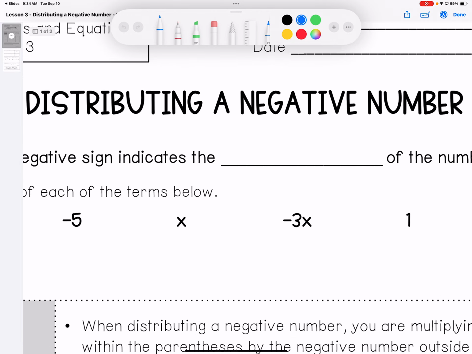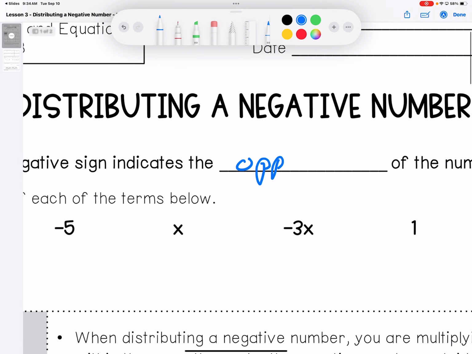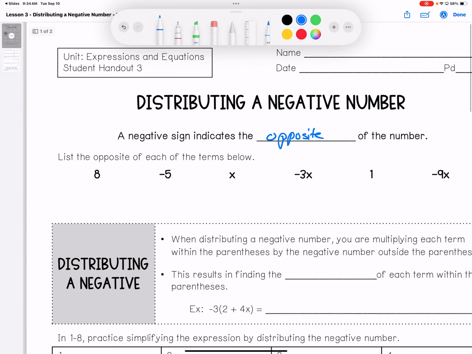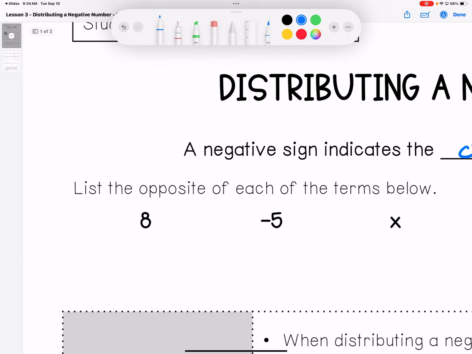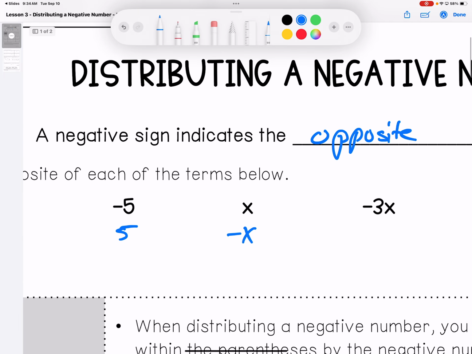A negative sign indicates the opposite of the number. So let's explain. List the opposite of each of the terms below. What is the opposite of positive 8? Negative 8. What's the opposite of negative 5? Positive 5. What's the opposite of x? Negative x, because it's understood to be a 1 there.